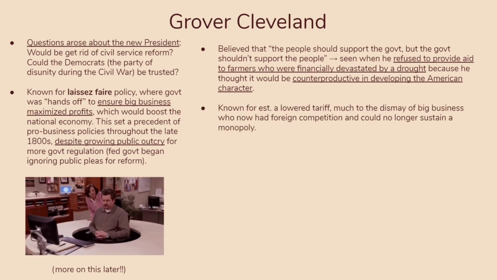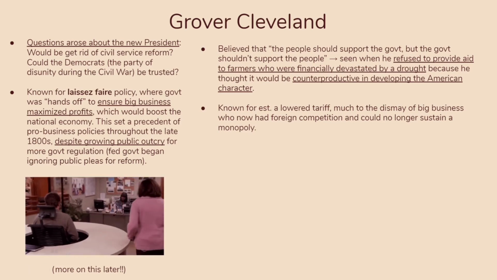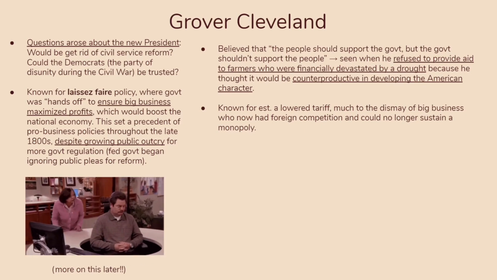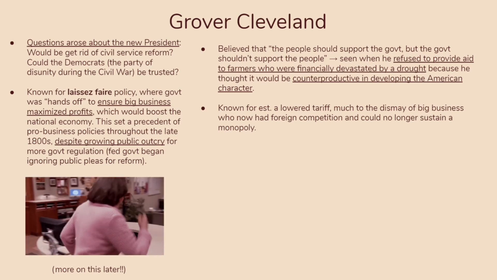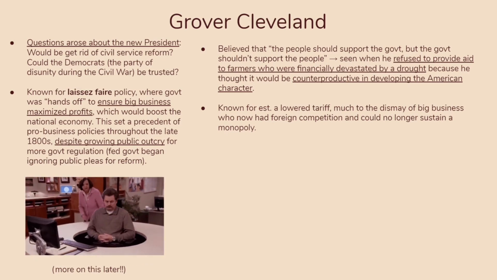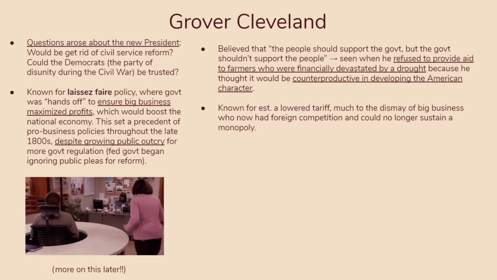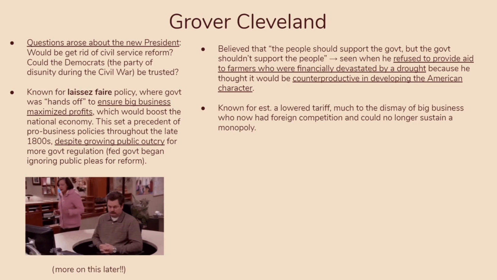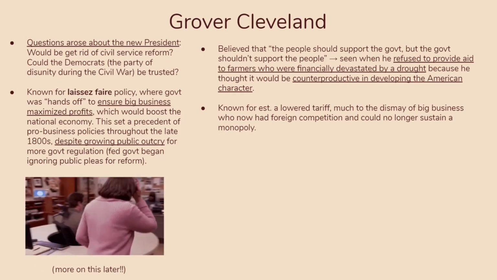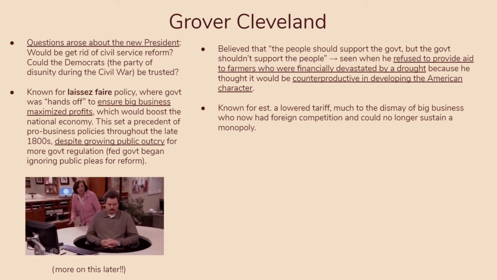You should also note that Cleveland was known for establishing a lowered tariff, much to the dismay of big business, who now had foreign competition and could no longer sustain a monopoly. So remember, with high tariffs, that means that it's very difficult for foreign products to come into the nation, which means this is encouraging domestic industries to basically do whatever they want, because now that they don't have any foreign competition, people are forced to buy the product because that's literally the only product they can buy. So they can hike up the price however much they want. But now that Cleveland lowered the tariff, a bunch of foreign products can come in, and now they're going to have like legitimate competition, and they have to make an actually decent product. So Cleveland is not just upsetting farmers, he's also upsetting the rich.